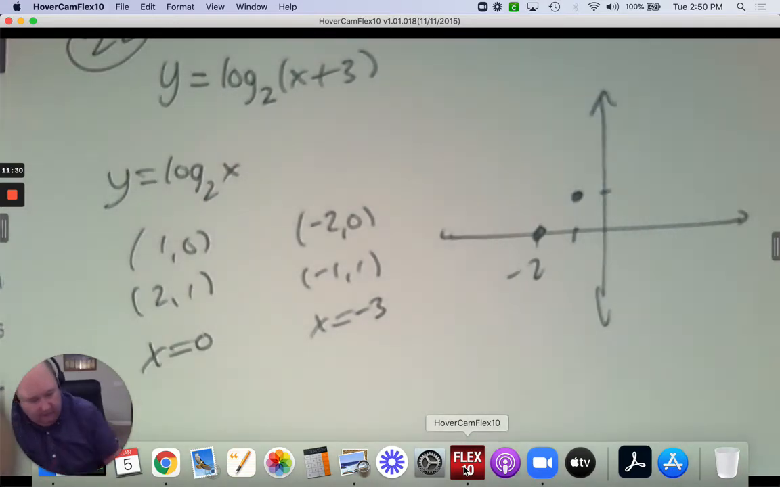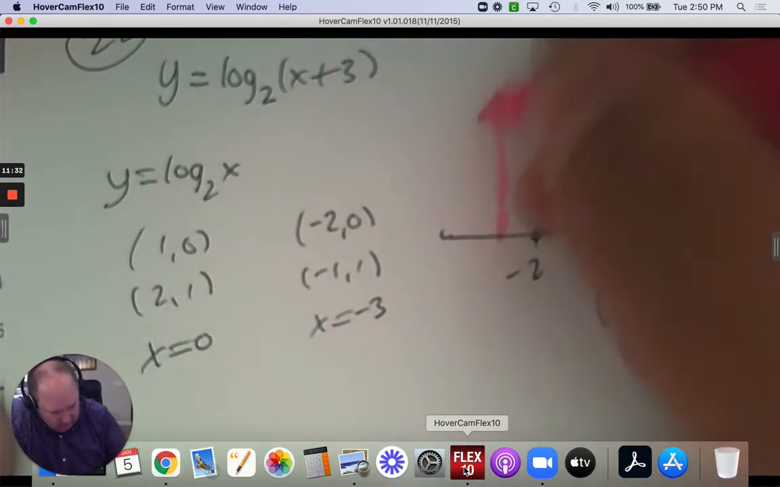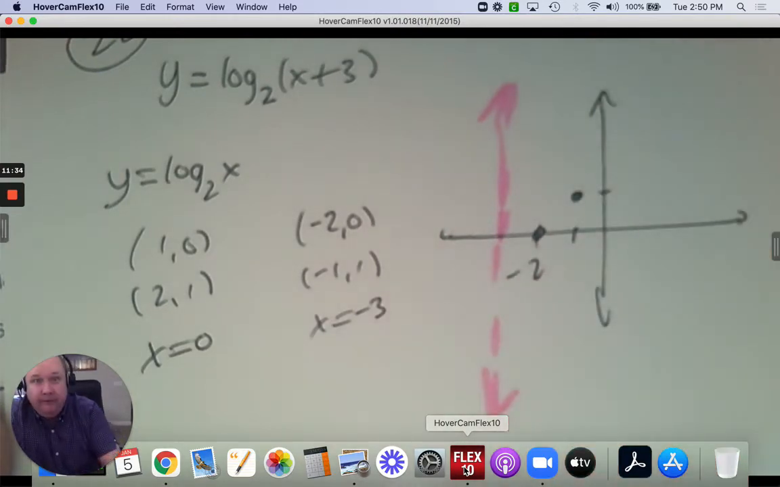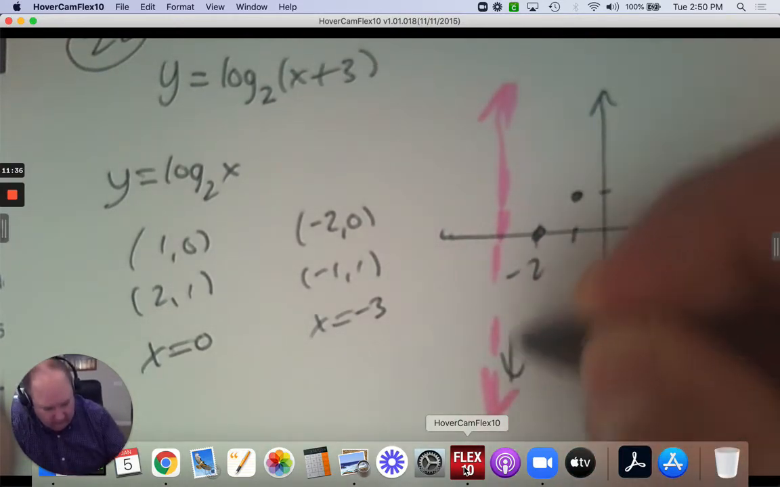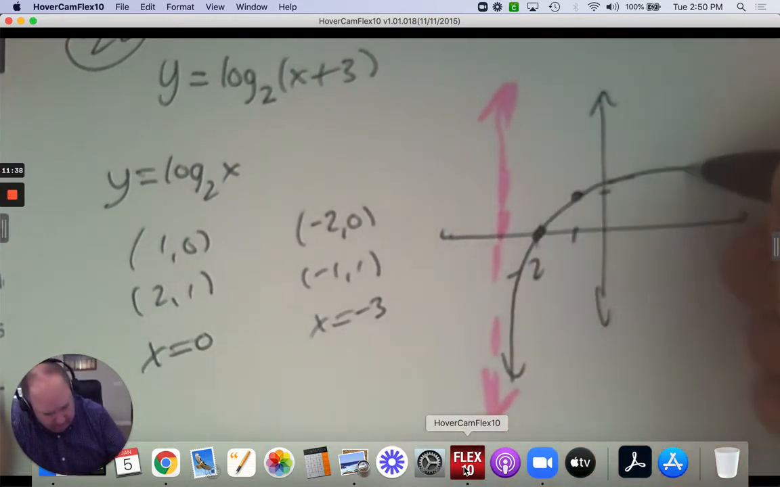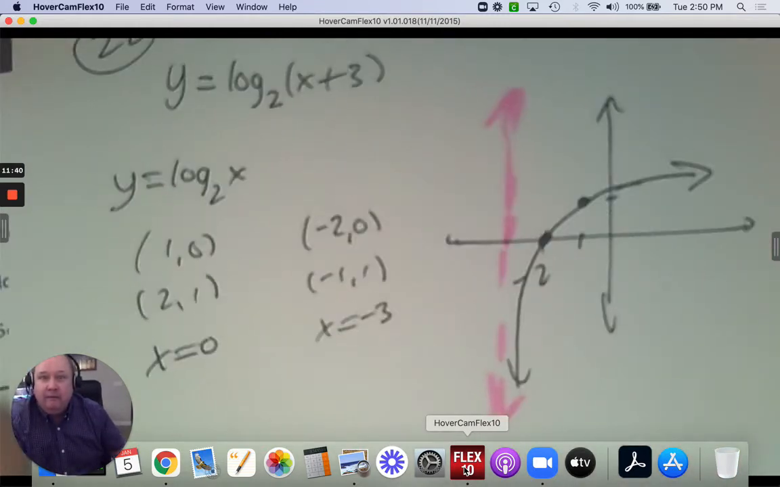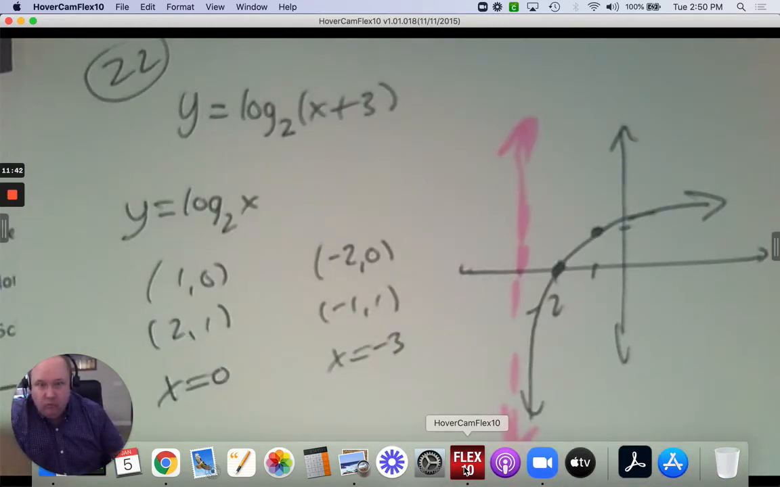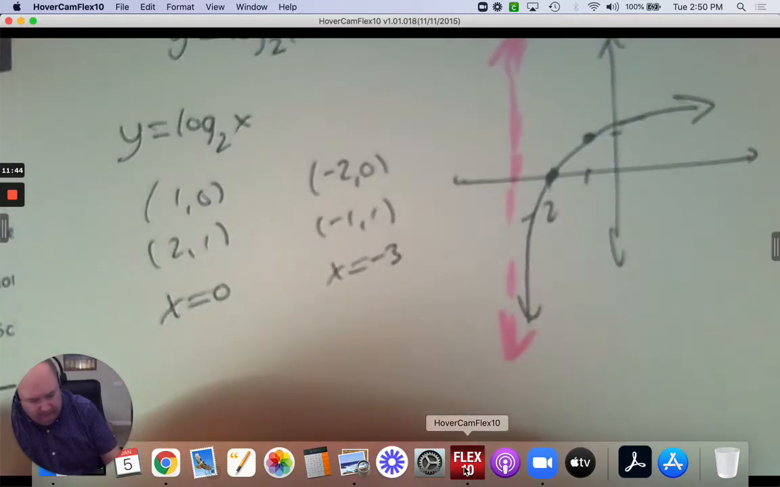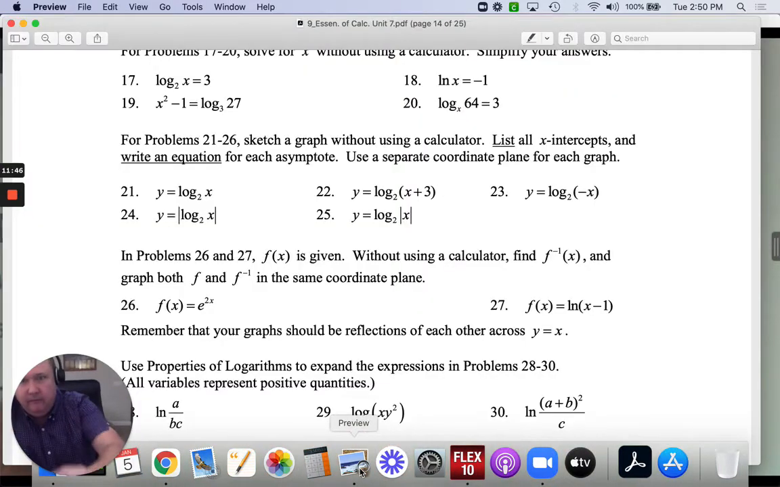Okay. And then the curve. Let's try number 23. It's y equals log base 2 of negative x.